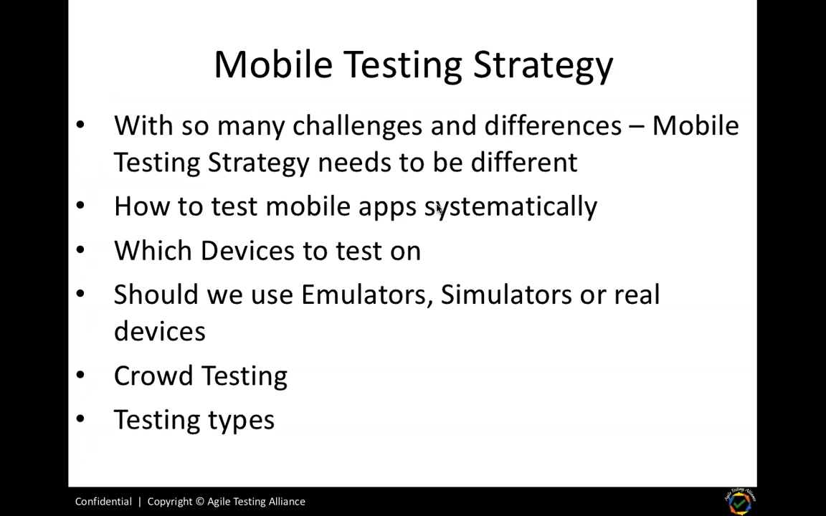With so many challenges that we have seen in the case of mobile apps, there is obviously a need to devise a mobile testing strategy. It has to be different. It has to make sure that the mobile apps are tested systematically. It needs to be made sure that the devices on which these mobile apps are going to be tested are selected accordingly. And in order to provide maximum test coverage, we need to choose the right emulators, simulators, or real devices, depending upon what the app intends to do.